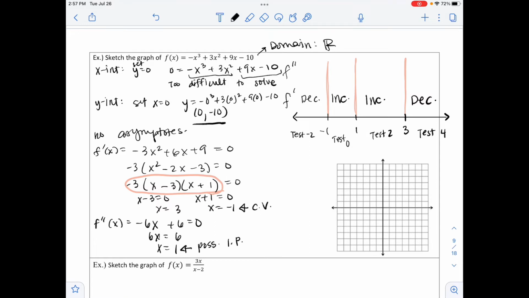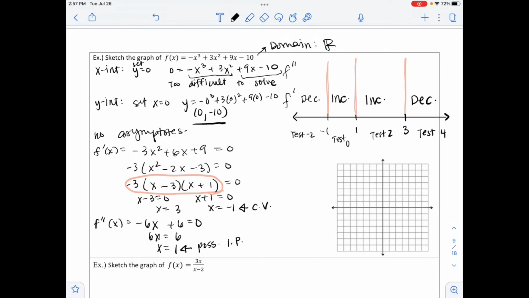Something to note on this is that the critical values that we had were just negative 1 and 3, not at 1. I did put that value in there, but it wouldn't change from increasing or decreasing at that value because that's not a critical value. That value of 1 is a possible inflection point.